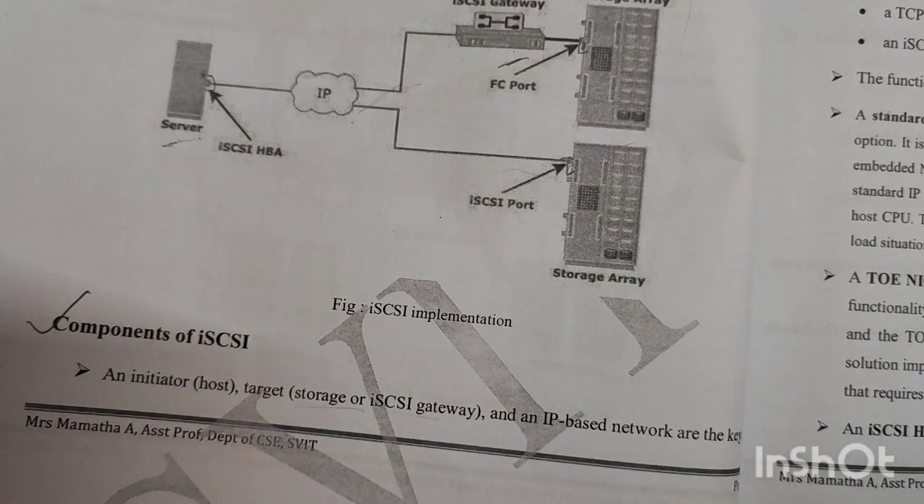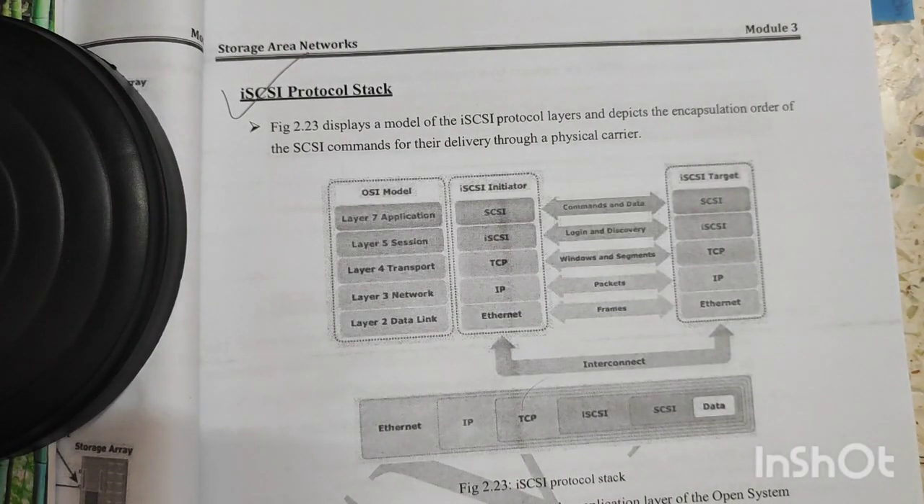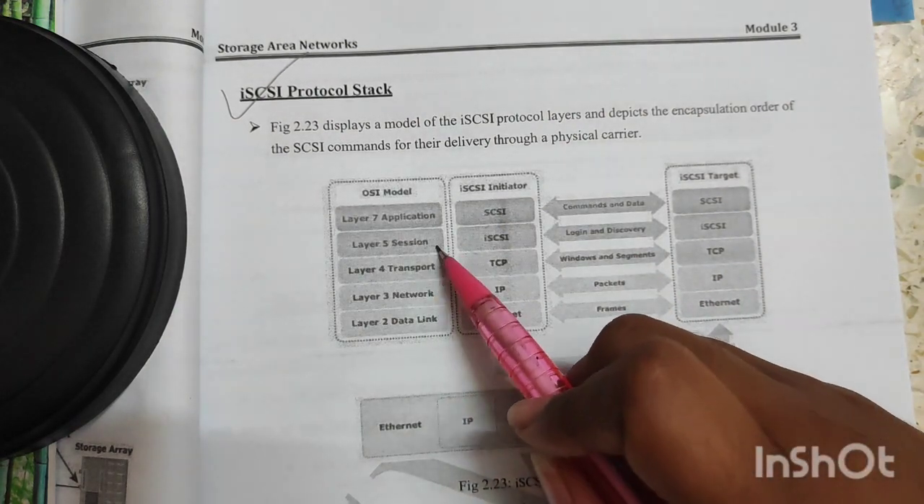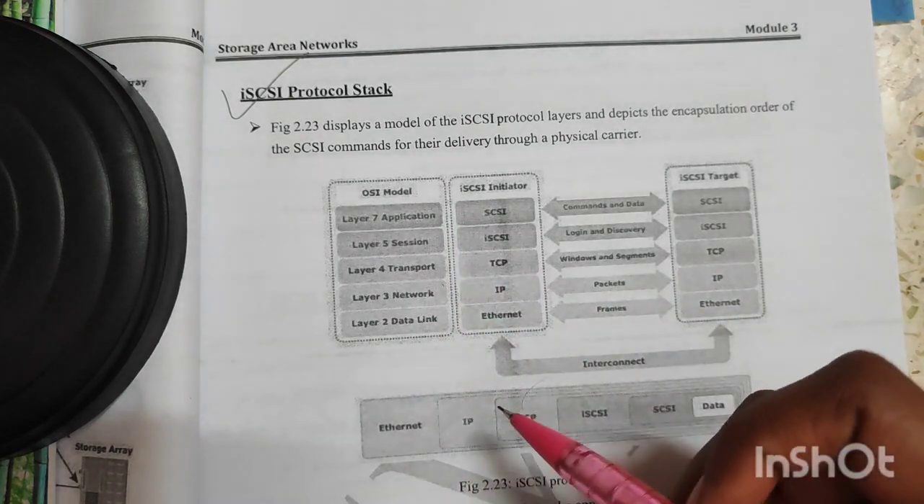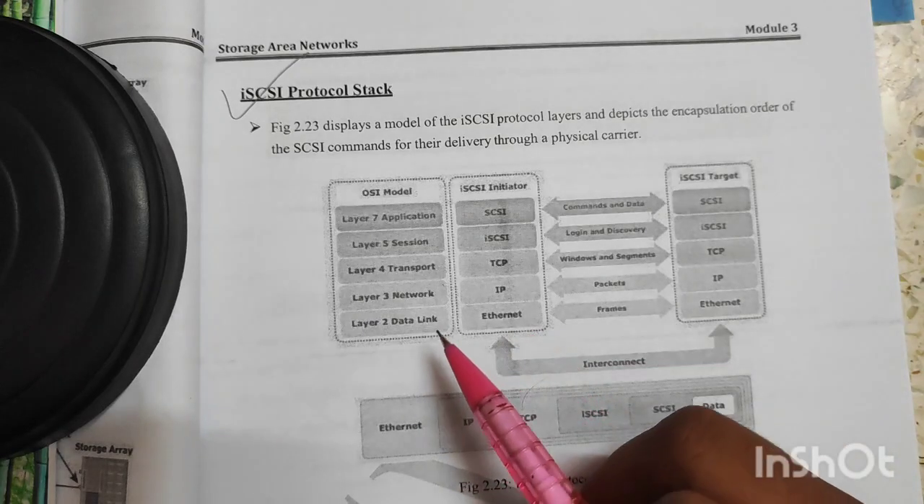The other one is the iSCSI protocol stack and iSCSI PDU. So you have the iSCSI protocol stack. Here it uses the OSI model and it has 5 layers. It starts with data link layer, network layer, transport layer, session layer and application layer. You're skipping the physical layer and the presentation layer. Okay, that is what is happening over here.